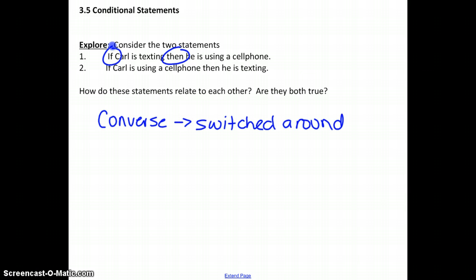Now let's look if they're true or false. So the first one, if Carl's texting, then he's using a cell phone. True. Okay. If Carl is using a cell phone, then he is texting. False. Now if you claim that something is false, you need to provide a counter example. What is the counter example in this case? Good, he could be calling.